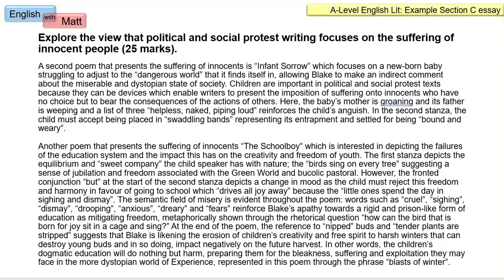A second poem that presents the suffering of innocence is Infant Sorrow, which focuses on a newborn baby struggling to adjust to the dangerous world that it finds itself in, allowing Blake to make an indirect comment about the miserable and dystopian state of society.